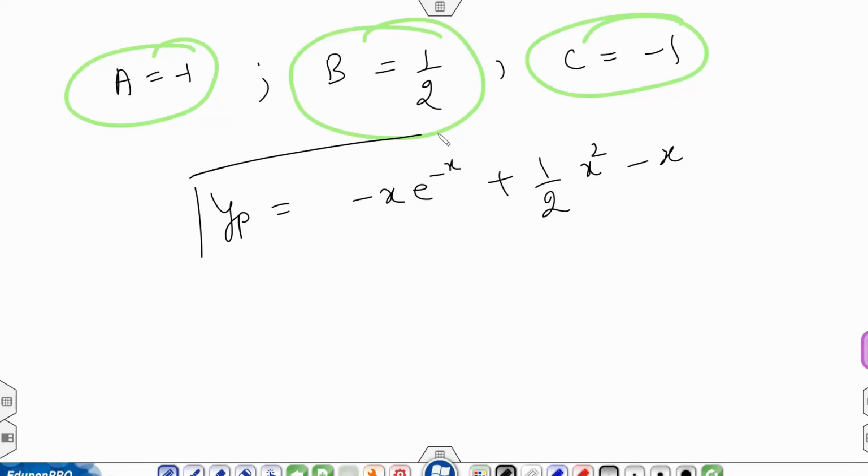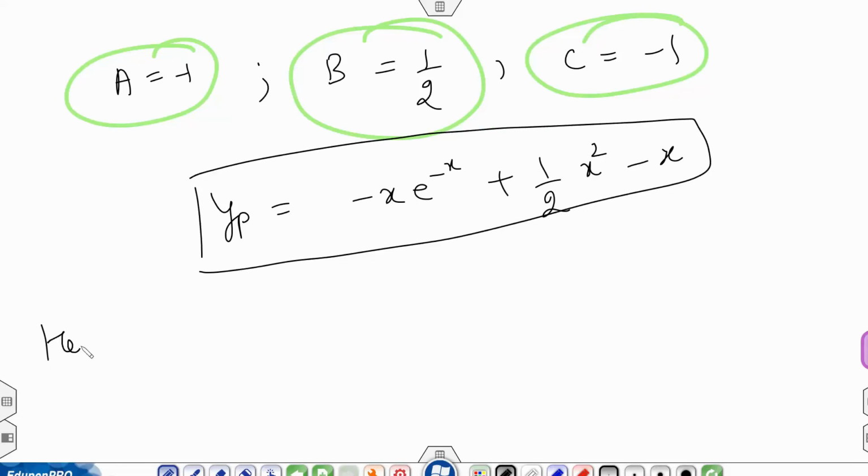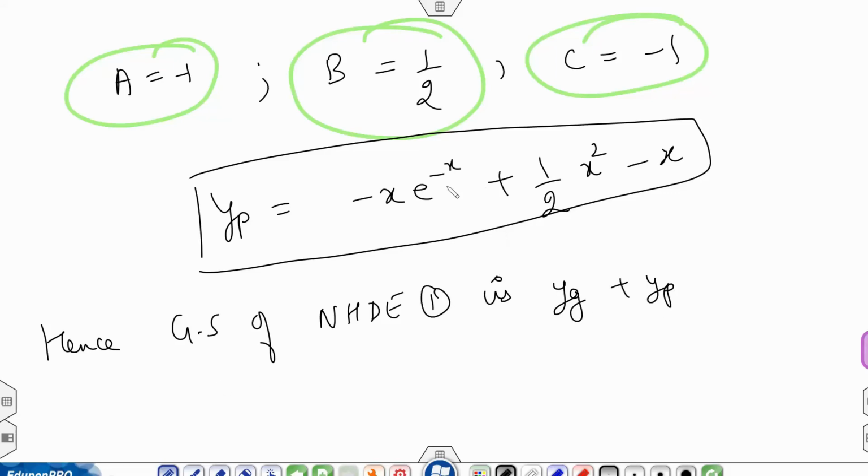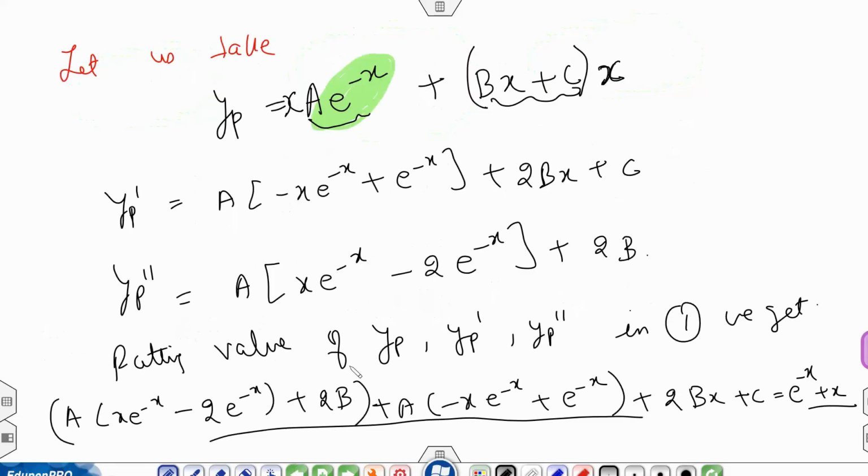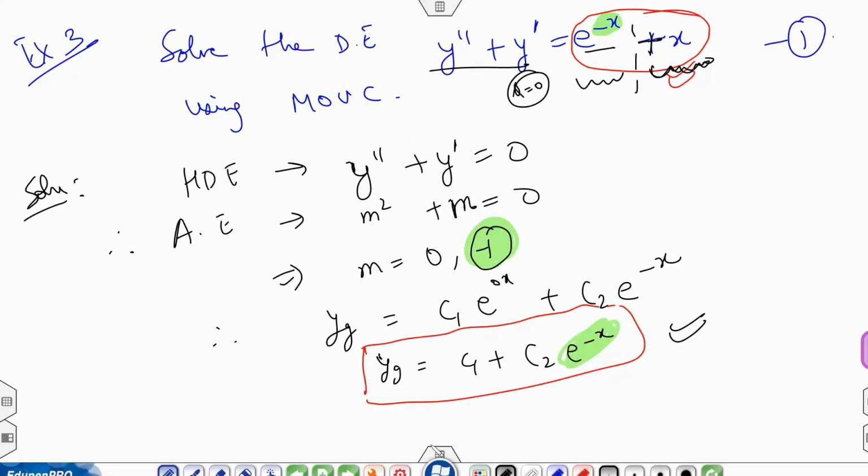So this will be your yp, and hence again the general solution of non-homogeneous differential equation 1 is yg plus yp. And here you can see yp is this, and yg you can write it again to complete your answer. Now we will see case 4, that is the combination of exponential and the trigonometric function.